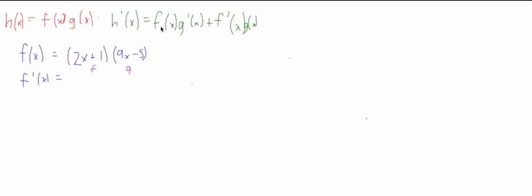So the first piece of the product rule is f of x, so that's 2x plus 1, times the g prime of x, which is going to be 9. But it is normal to write the constant in front of the expression. Plus, we got 9x minus 5, which is going to be g of x, and then f prime of x is 2. Then we got 2 times 9x minus 5.